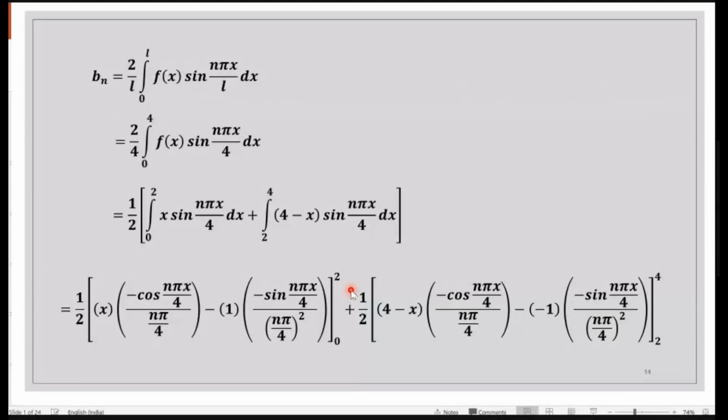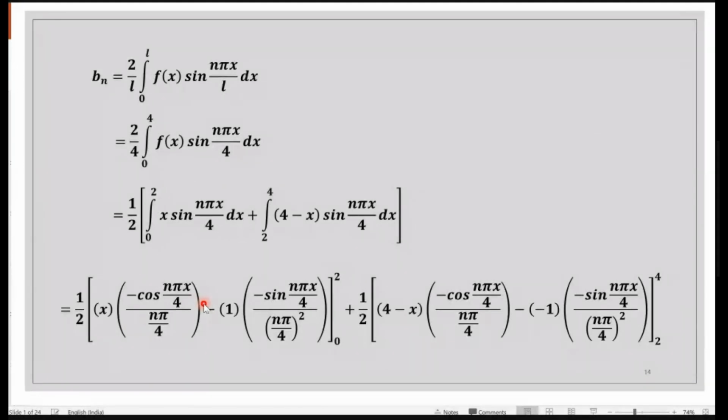Now when we apply x is equal to 2, here we will get n pi 2 by 4. n pi 2 by 4 means n pi by 2. We do not know what the value of n pi by 2 is. cos n pi by 2: if n is 1, then cos pi by 2; if n is 2, then 2 pi by 2 means pi.